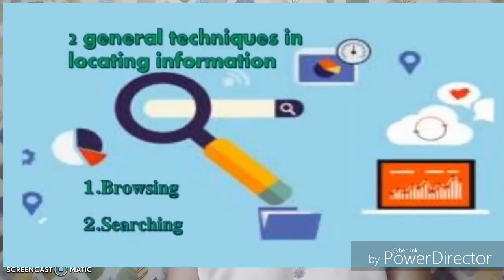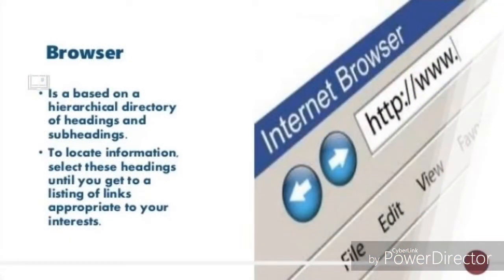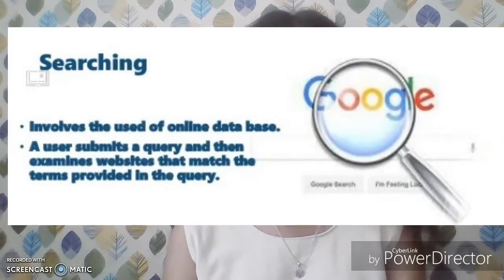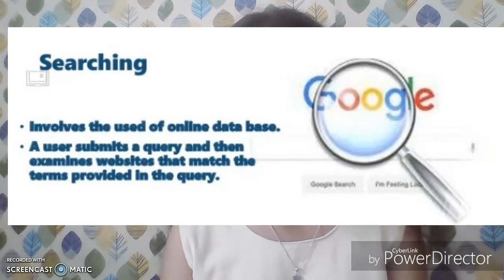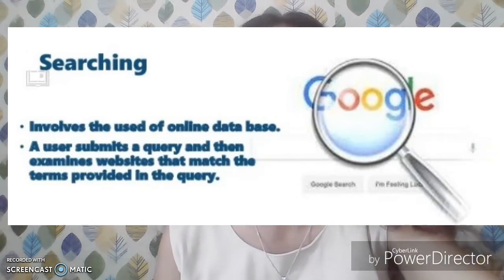So there are two types of general techniques in locating information. Firstly is browsing, which is based on a hierarchical directory of headings and subheadings. To locate information, you select from these headings until you get a listing of links appropriate to your interest. And the second one is searching. Searching involves the use of an online database. A user should submit a query and then examine websites that match the terms provided.